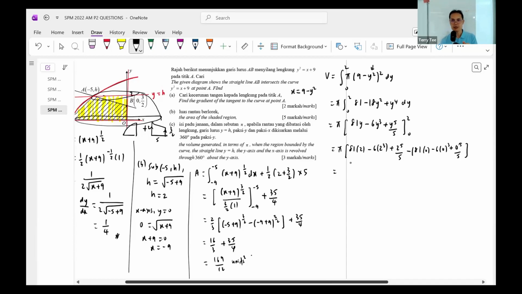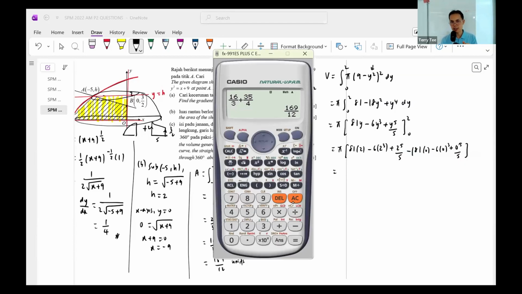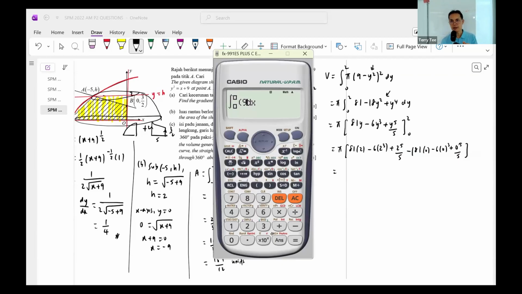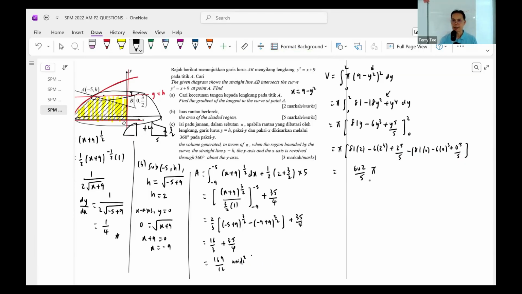Okay. Now use your calculator and count. The good news is, guys, even if you have the latest calculator, they have this integration sign. So you can integrate using the original function or even using this function also can. Let me just use the original function, 9 minus x square, close bracket square, lower limit 0, upper limit 2. So you see your answer is 602 over 5, with a pi. Okay, you can use a calculator to check.